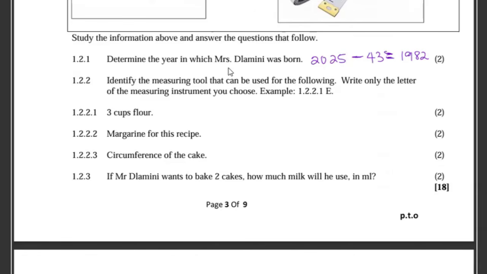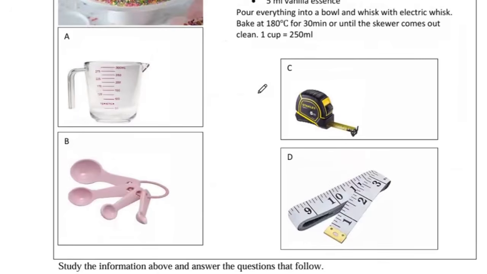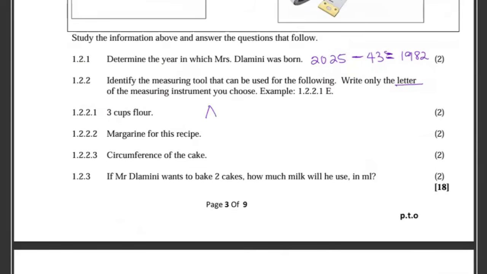Identify the measuring tool that can be used for the following. Write only the letter. Take note of that. So under this question, we shall only need the letter. 3 cups of flour, what will they be? Among these ones, we have A, B, C, and D. Which one? 3 cups of flour. I believe this would work. So here the answer becomes A.